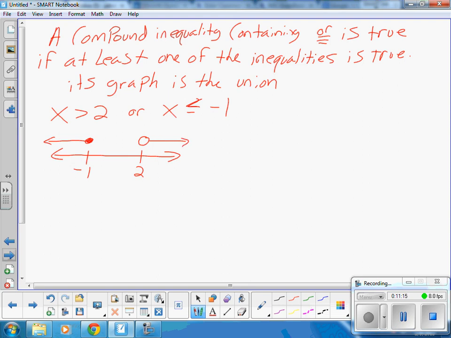Now, for an OR situation, the arrows don't have to go in opposite directions. They can both go in the same direction. They can both point to the middle, okay? A compound inequality containing OR is true if at least one of the inequalities is true.